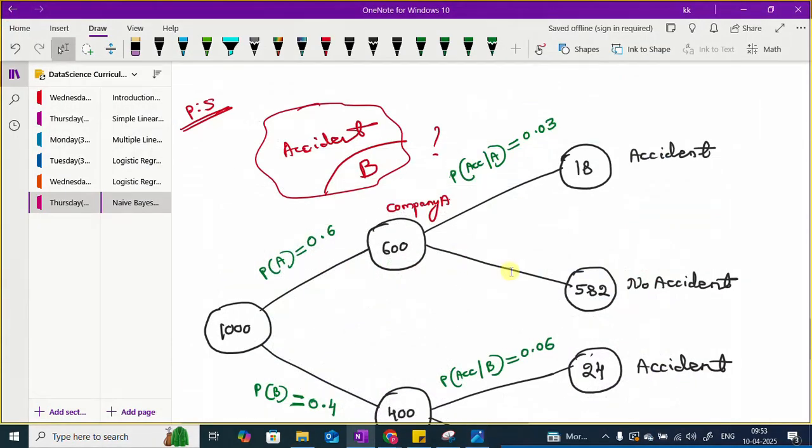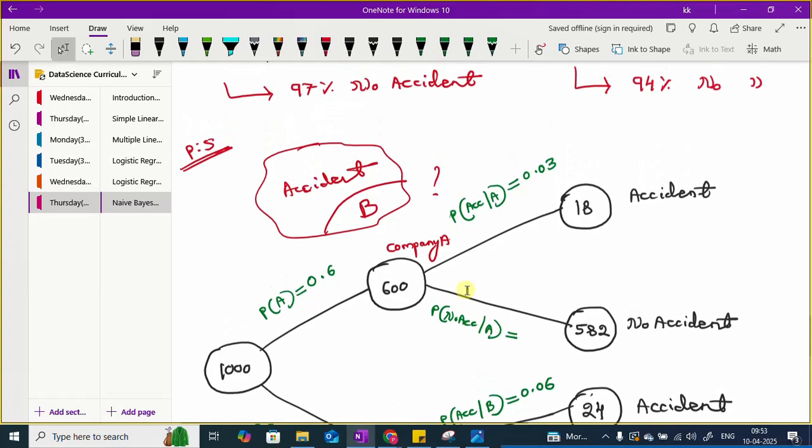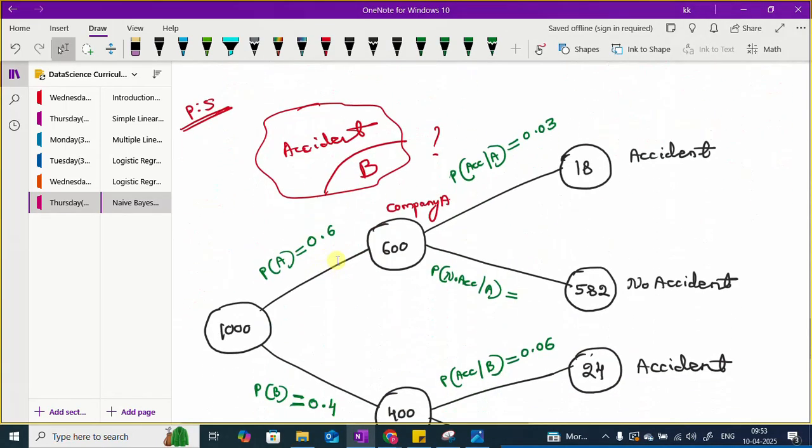Similarly, now it's your turn. Let me ask. Tell me what is the probability of facing no accident, given that this belongs to company A? It is coming 97%, and 97% means in probability terms 0.97. Yes or no? Getting my point? 97% means 97 divided by 100, so can I write 0.97? And you know probability is in the range 0 to 1. Just the simplest concept, right?